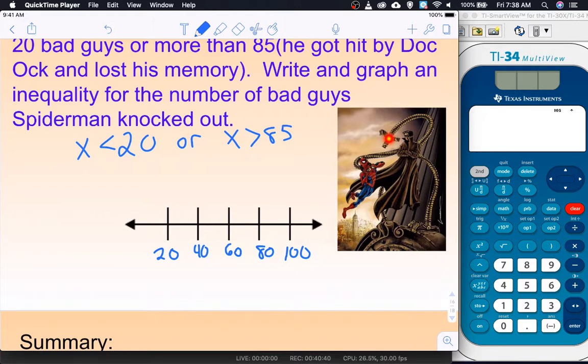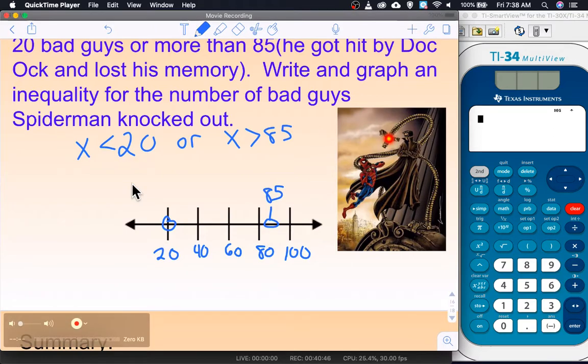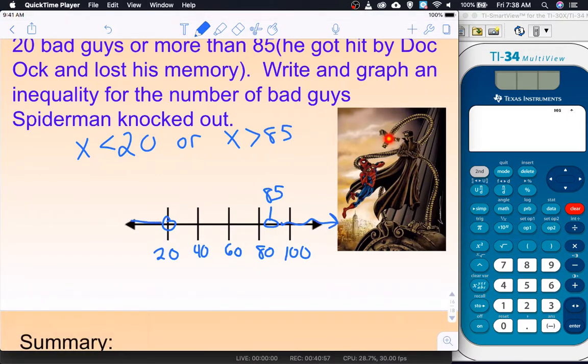So then 20 would get a hollow dot. 85 would get a hollow dot. And then the shade. It's an or, so we should be shading on the outside, but let's check. Less than 20. Bigger than 85. So yeah, we're shading on the outside.